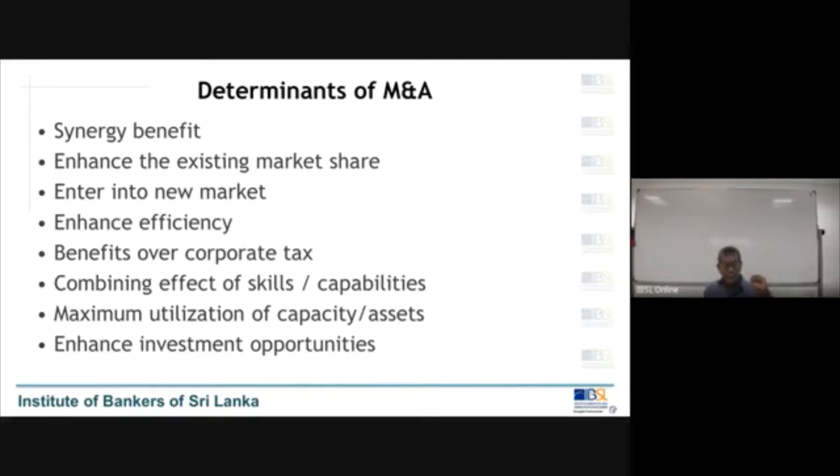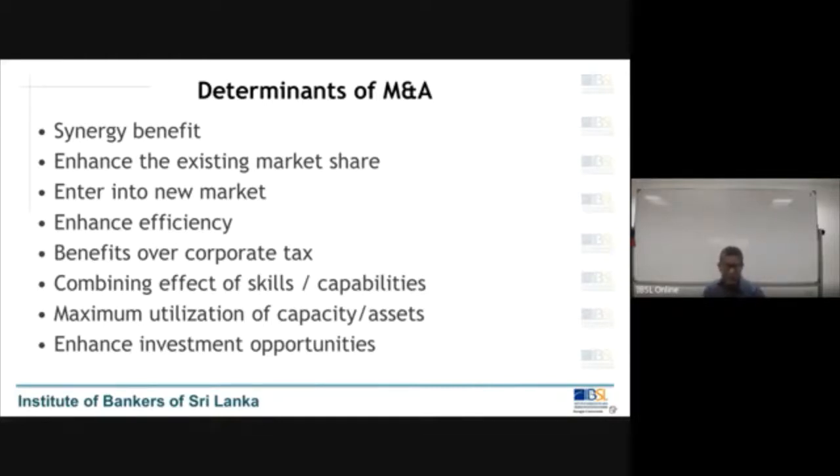Through merging and acquisition, you can go for a new market. Then you can improve your efficiency and get the benefit of corporate tax, combining effects of skill capabilities, that is managerial motives. Benefit of corporate tax is the financial motive. Efficiency we sometimes call a strategic motive. Entering a new market is also strategic. Enhancing the market share is a strategic motive, like that.